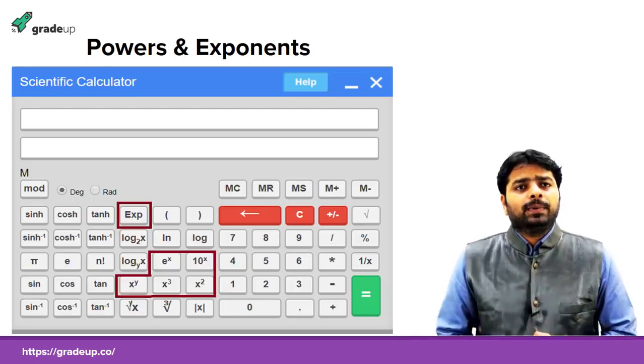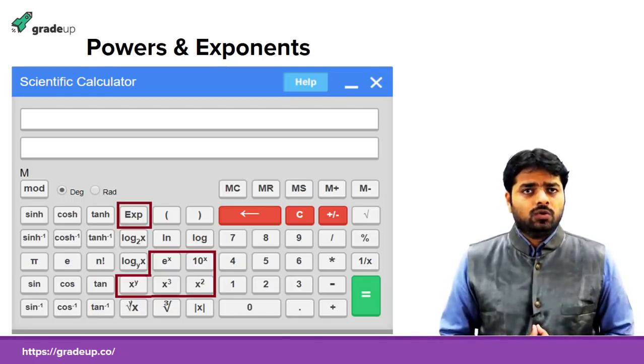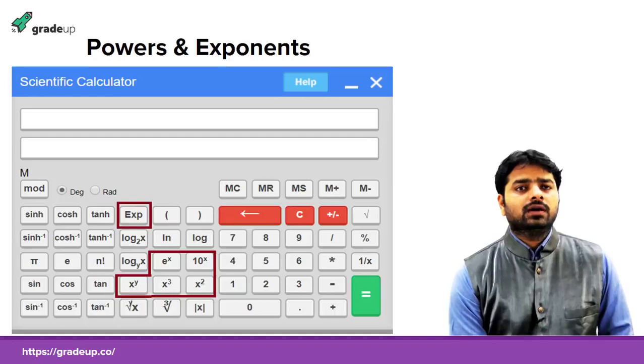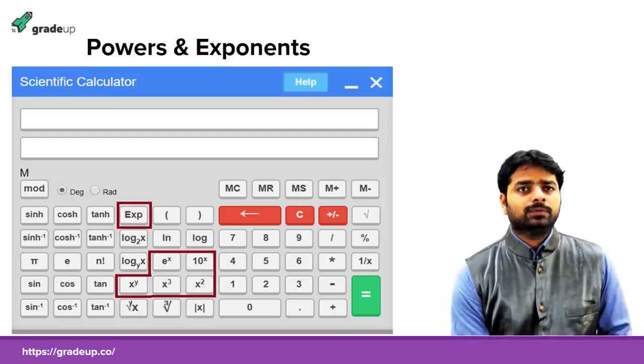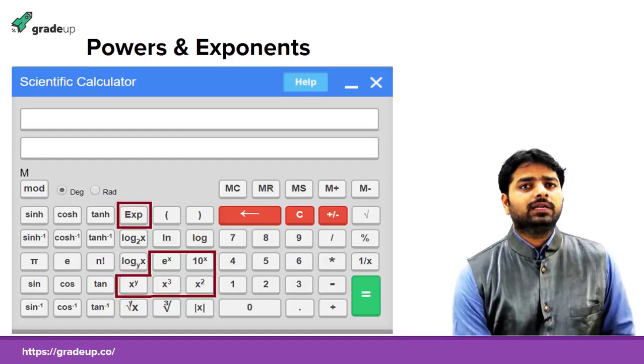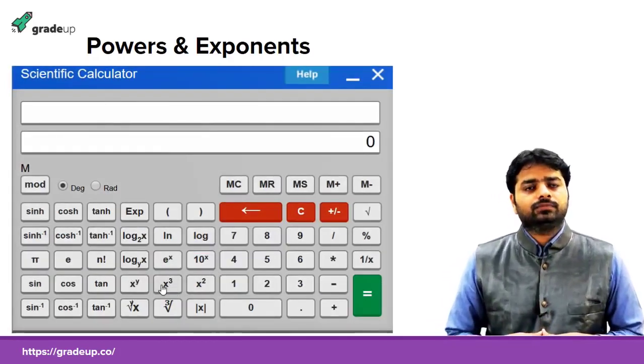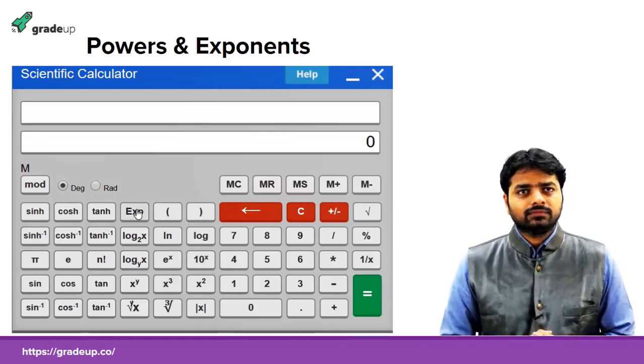Then powers and exponents. Now how to perform these powers and exponents? We have e power x, 10 power x, x power y, then x power 3, x to the power of 2, and EXP. So I am going to discuss all of them one by one. Let's see how to calculate all these powers using the virtual calculator.